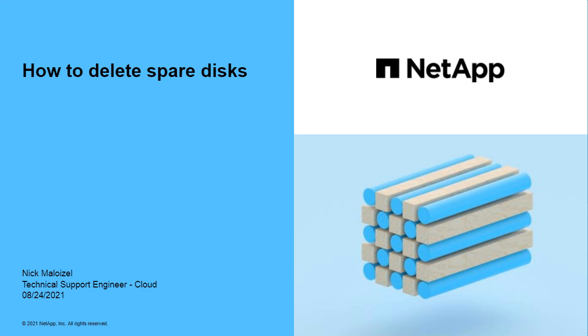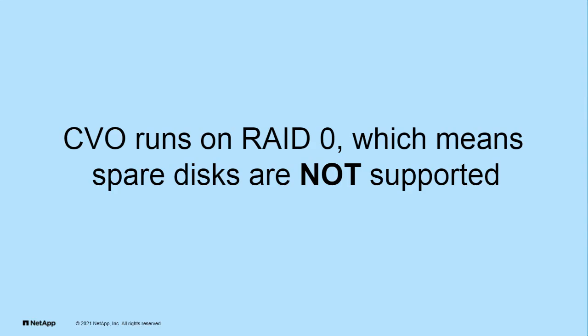So to begin with, how to delete spare disks. The first thing to keep in mind is CVO runs on RAID 0. This means spare disks are not supported. They will not add any benefits to your CVO. All they will do really is increase your spending with AWS. You know how you pay per storage that you're adding, and not storage that you're actually using. So having spare disks really has zero benefits in CVO.